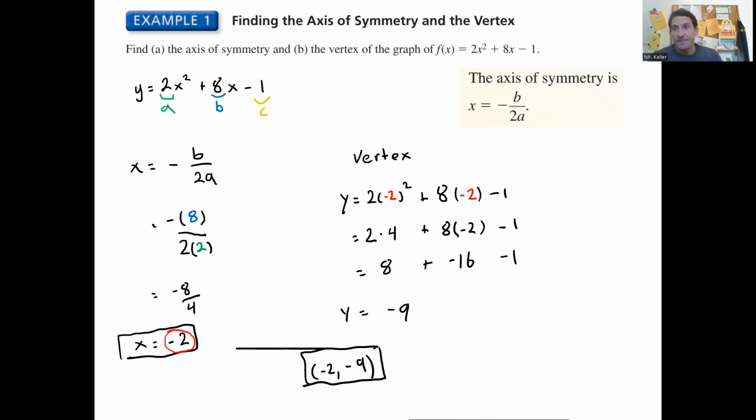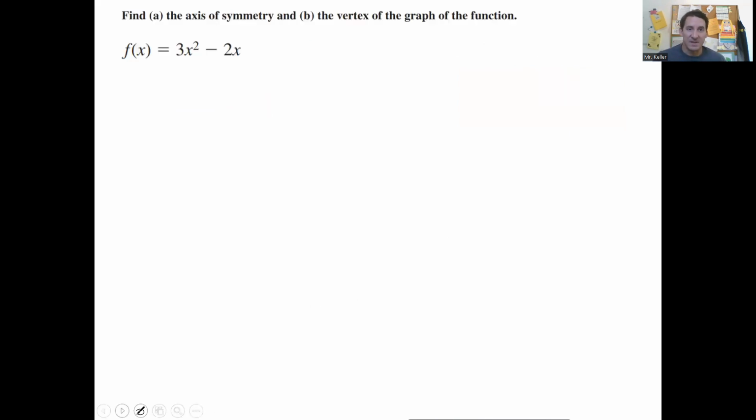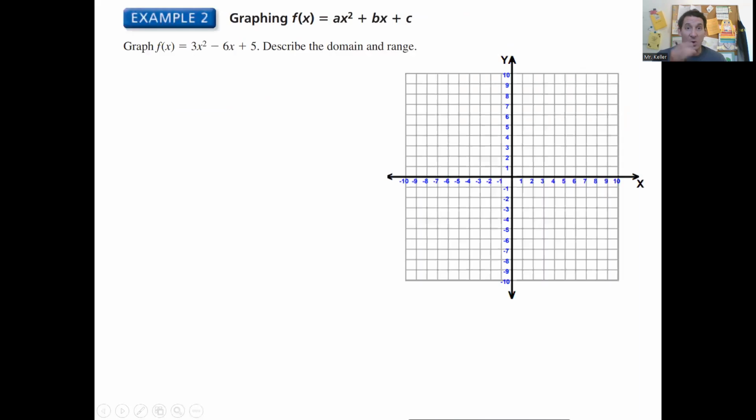And that's it for that. In an effort to keep this video under a half hour long, I'm going to skip ahead to where we're going to use this to actually graph. So we're going to actually graph this full thing.